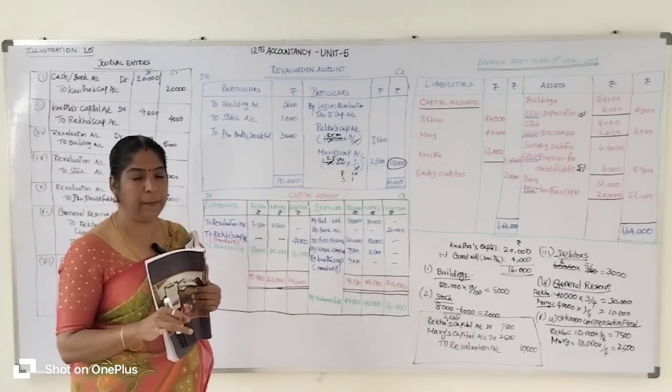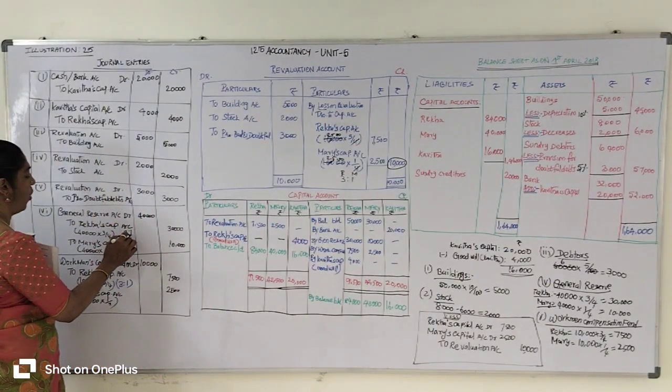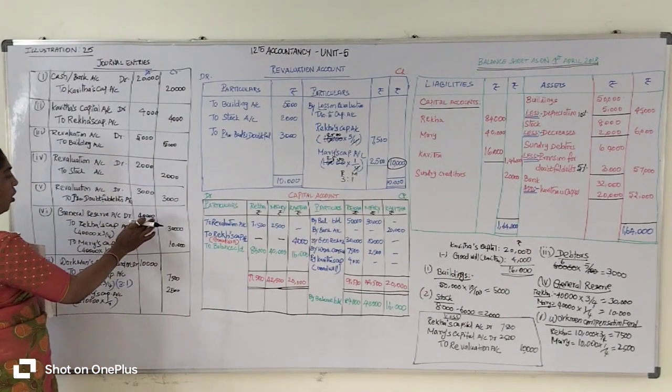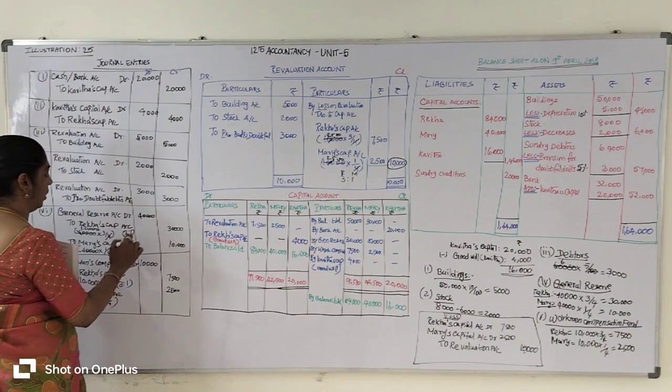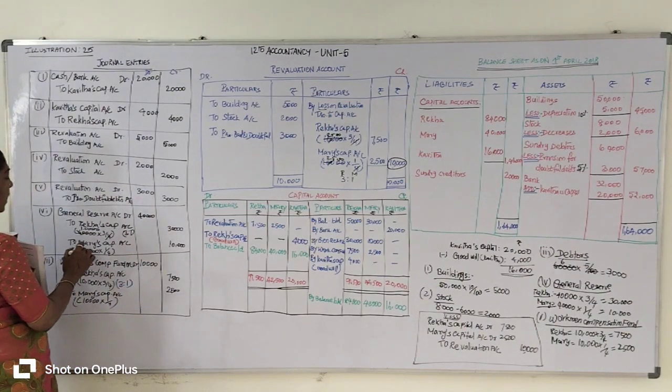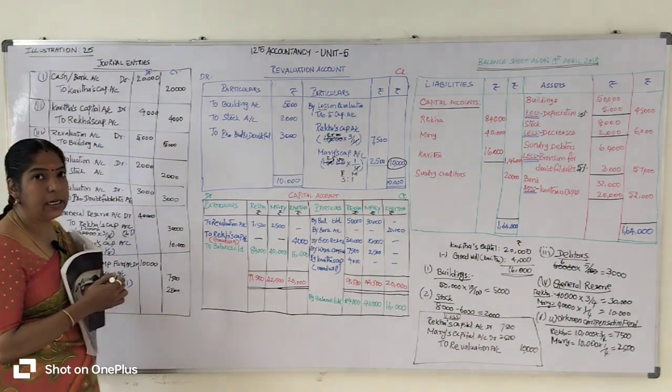Rekha and Mary. What is their old profit sharing ratio? 3:1. Okay, so that 40,000 rupees we are going to distribute to the old partners' capital accounts with their old profit sharing ratio. Rekha's capital account gets 10,000 into 3, which is 30,000 rupees, and Mary's capital account gets 10,000 into 1, which is 10,000 rupees. Okay, so what is the journal entry?